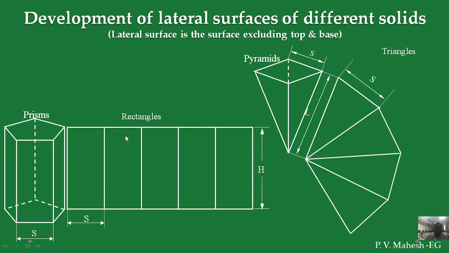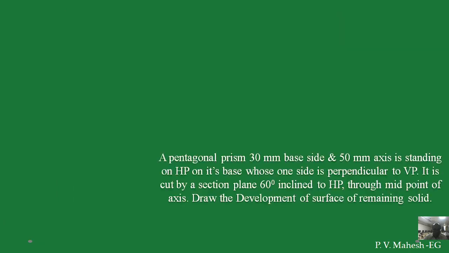Now here in case of pyramids and prisms, the internal edges also should be shown dark, that we have to remember. That is the difference between the cylinders, cones, and prisms and pyramids. Now we will solve a few questions and then we will close the session.